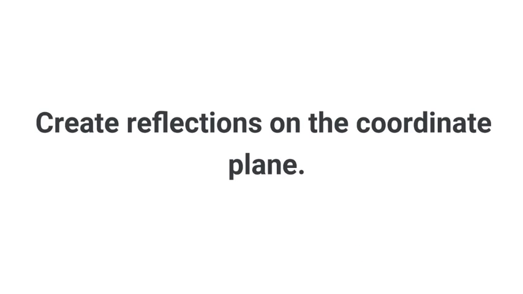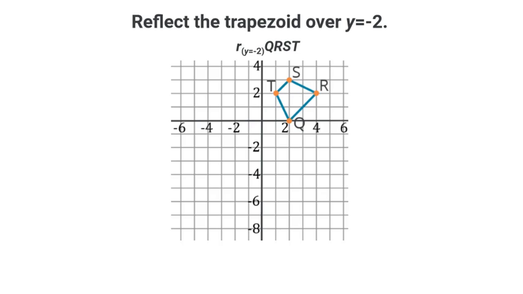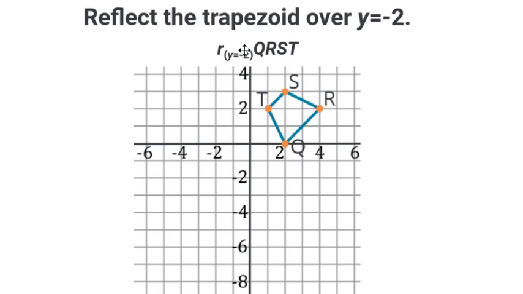In this video we will discuss creating reflections on the coordinate plane. So we got two examples. The first one, we need to reflect the trapezoid over y equals -2. And as you can see right here, this is the notation which we are going to use to represent a reflection of the trapezoid over y equals -2.